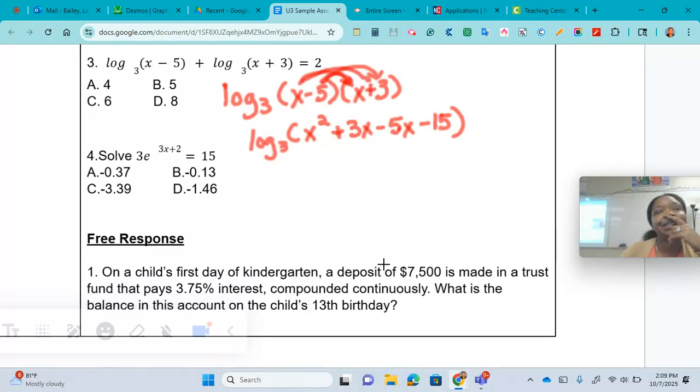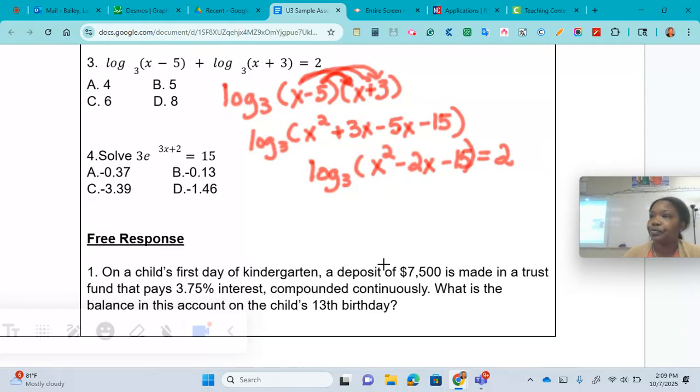We're going to combine like terms. Positive 3x and negative 5x gives us what? Negative 2x. So we have log base 3 of x squared minus 2x minus 15, and they said that it equals 2. We could change this into an exponential.